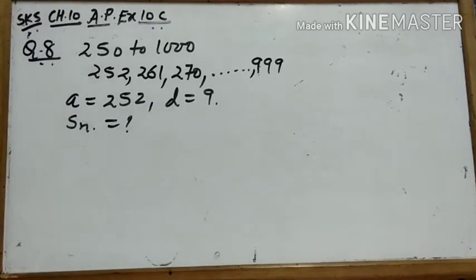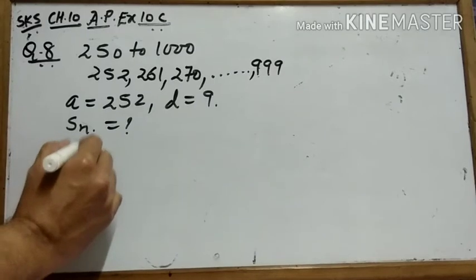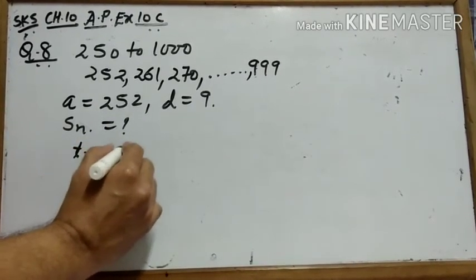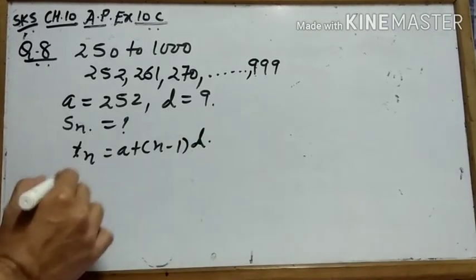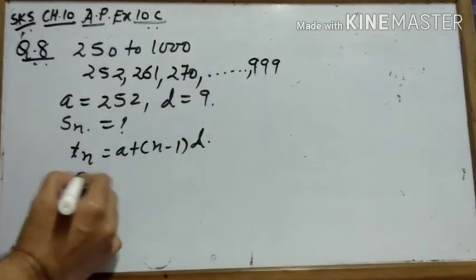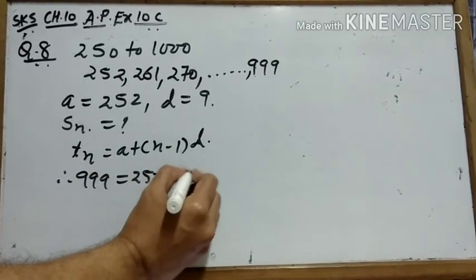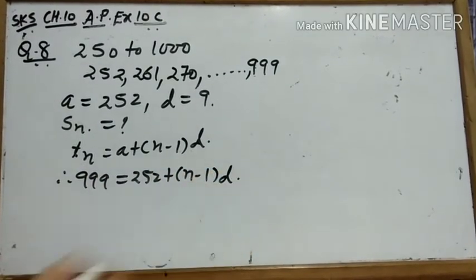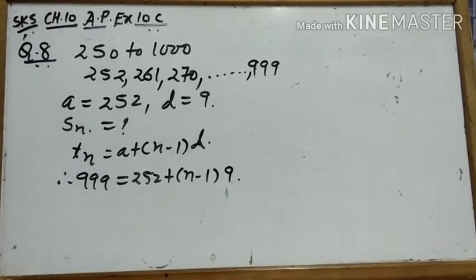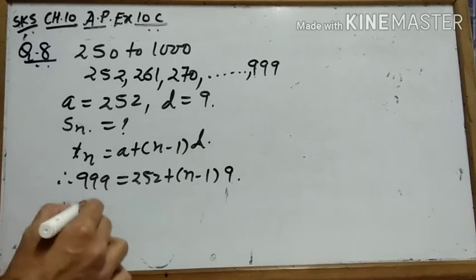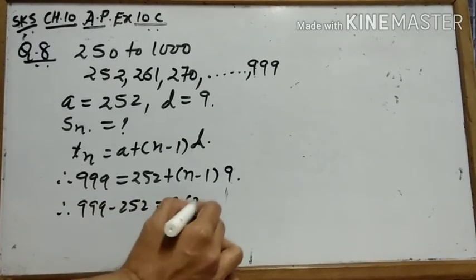Now I will try to make my life simpler. I know the last term here. The last term Tn is given by A plus (n minus 1) into D. Tn, that is the last term, is 999. A is 252 plus (n minus 1) into D. D we know as 9. So I'll bring 252 to the other side. So I get 999 minus 252 is equal to 9 into (n minus 1).